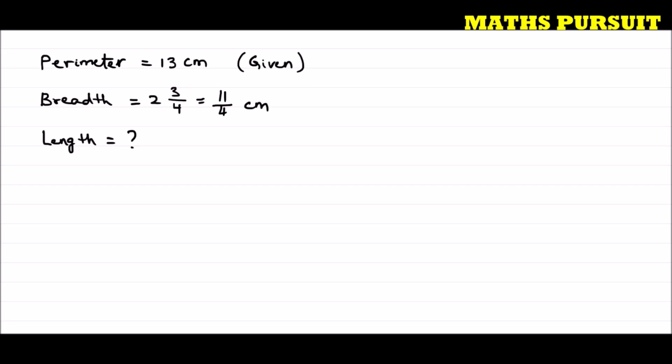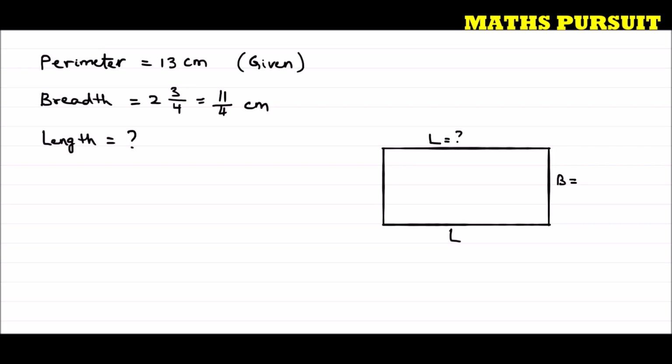So guys, let us quickly draw a rectangle here so that it would be easy for us to answer this question. Now, here is a rectangle and the length of the rectangle is equal to, we do not know. We do not know the length of the rectangle. But what we know is the breadth. Breadth is equal to 11 upon 4. That is what we know.